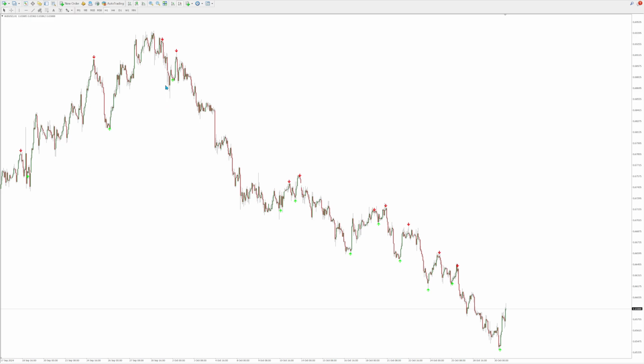So I'm using the MT4 trading platform here. This is an Australian dollar US dollar 1 hour chart. You can use any trading instrument that you want, from Forex, crypto, stocks, commodities, indices, etc. You can also use any chart time frame.